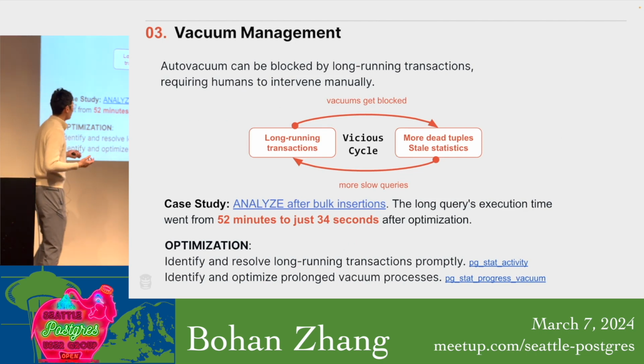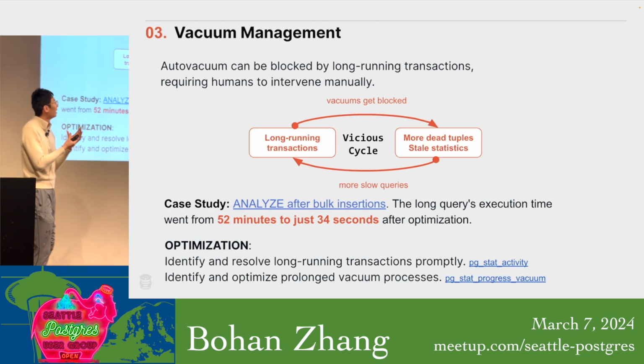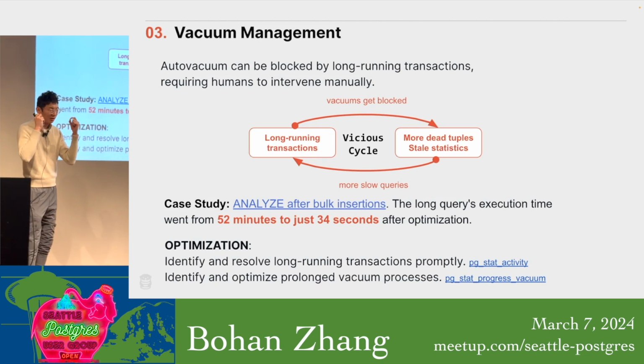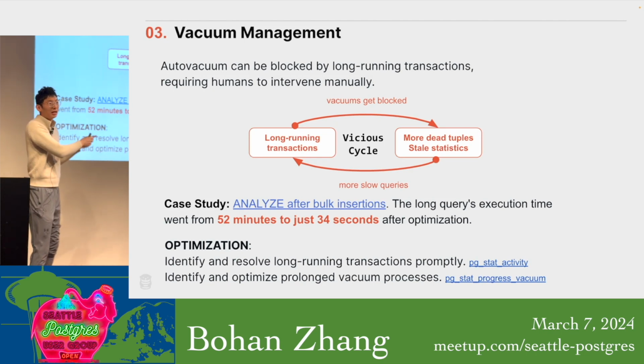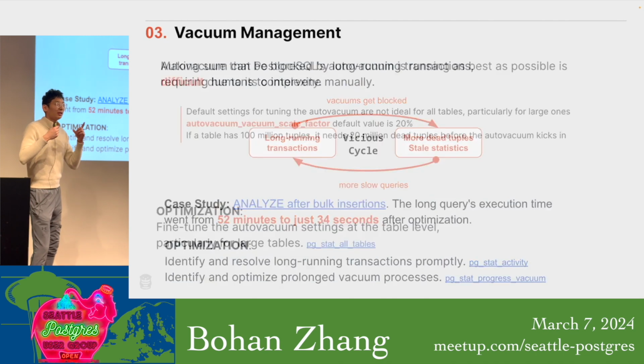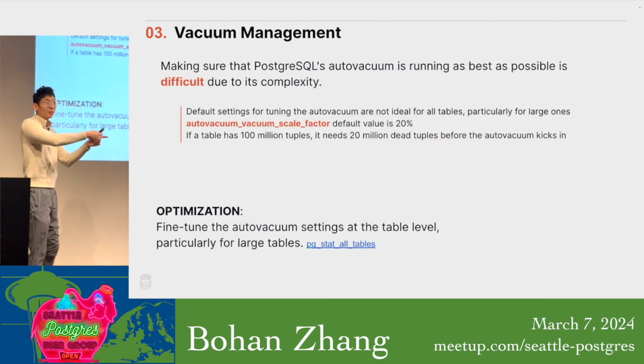Actually, we have a customer. They have a bulk insertion, and the optimizer statistics are not updated on time. Originally the table had 10 rows, and after bulk insertion, it has 1 million rows. And the optimizer still thinks it has 10 rows because the statistics are not updated. So it runs a sequential scan on the table because it only has 10 rows, right?